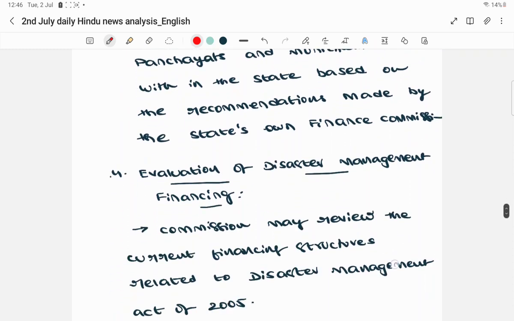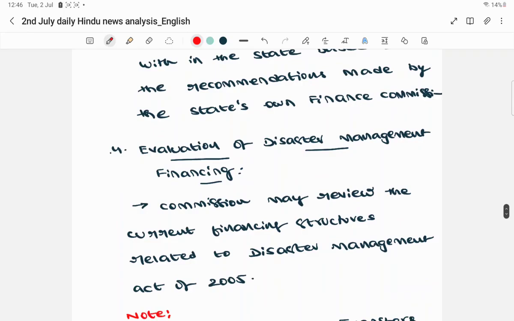And finally, with respect to disaster management, evaluation of the disaster management financing, the commission should also review the current financing structures which are related to the Disaster Management Act of 2005. So whatever the existing structures with respect to the financial resources sharing between the central government and state government over the disaster related initiatives, suggest some measures there also. So these four are the main terms of reference.